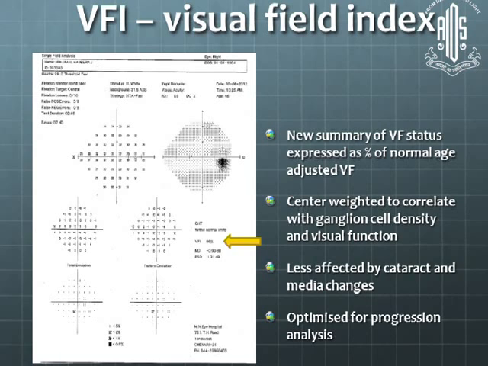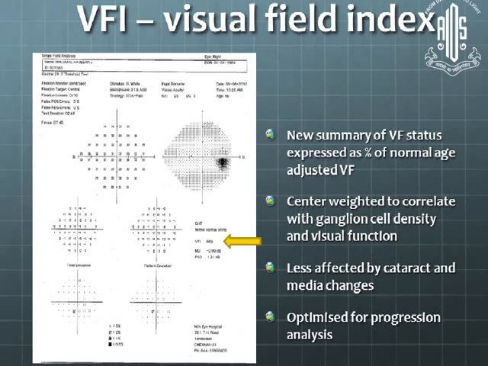And of course, there's a new index called the visual field index, which is now just below the GHT here. This is a new summary of the visual field status that gives you a single percentage of the normal age-adjusted visual field. It's a single score, like how much you score in a subject like maths, 80% or 90%. The higher the score, the better. 100% is obviously normal. It's an oversimplification of the visual field, but it is center weighted to correlate with ganglion cell density and visual function.